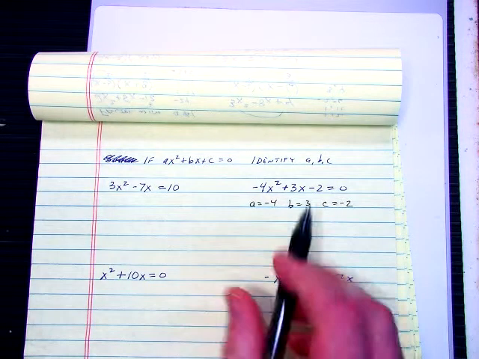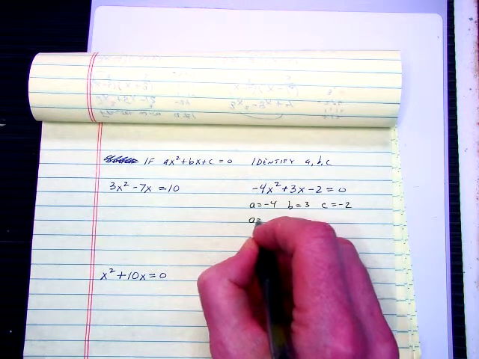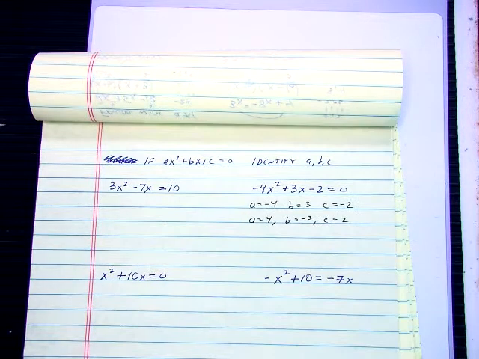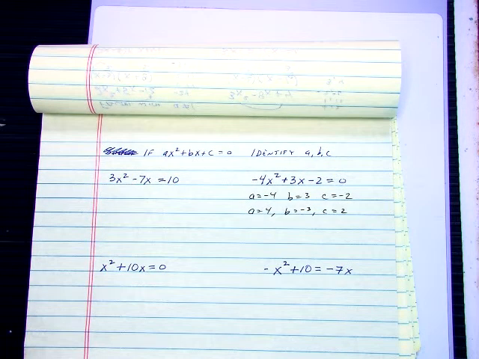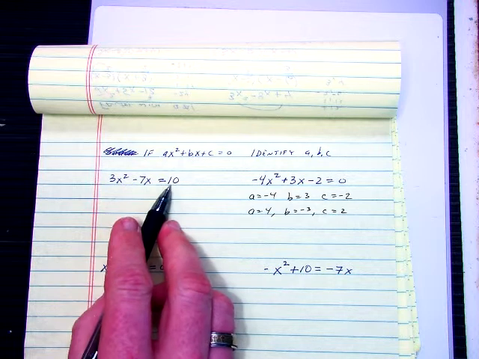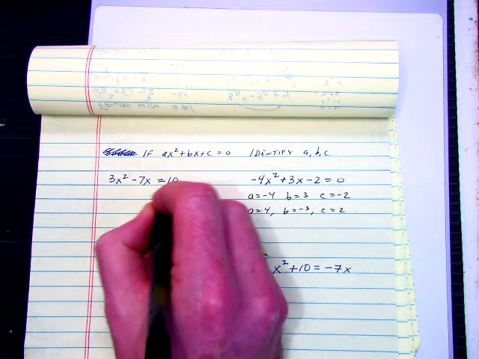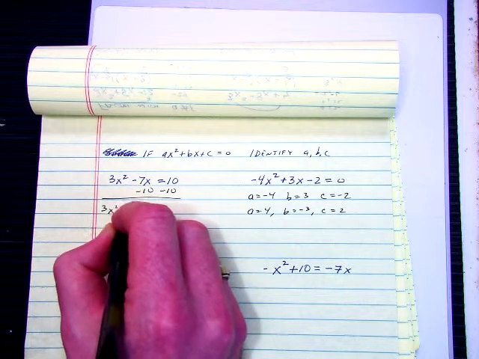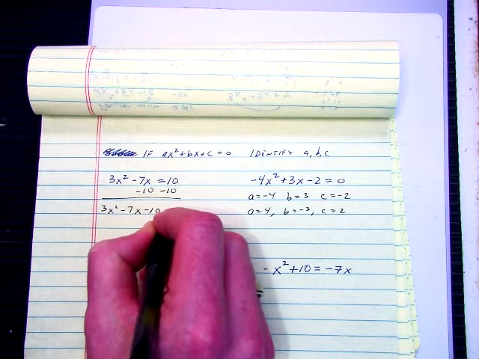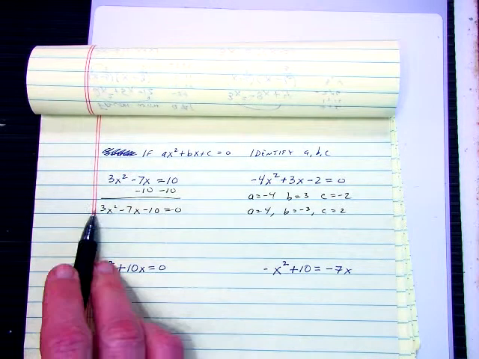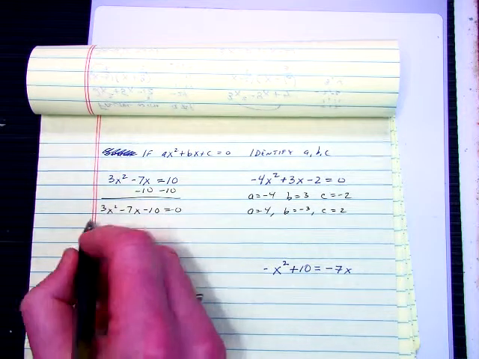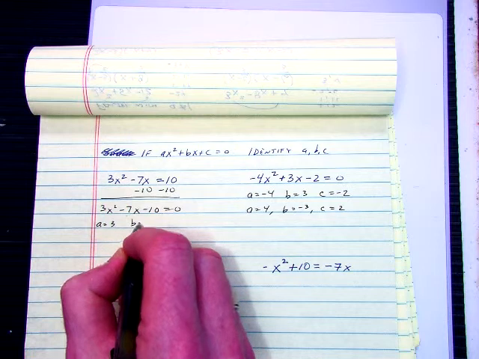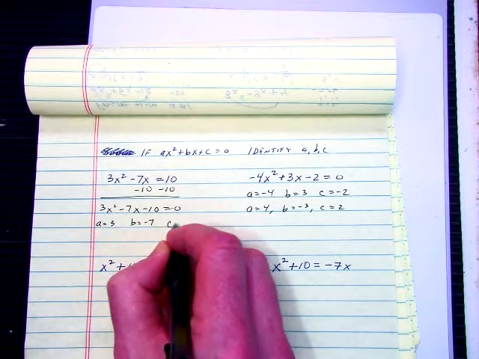Okay, another form of it, if I flip all the signs, it could be A is 4, B is negative 3, and C is 2. It could be the same thing. Okay? All right, so if you look at this one's not equal to 0, so I need to subtract 10, and I would get 3x squared minus 7x minus 10 equals 0. Now it's in the right form, so what's in front of the x squared? So A is 3, B is negative 7, and C is negative 10.